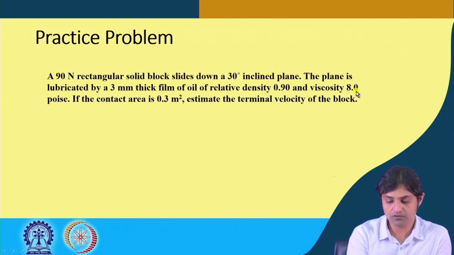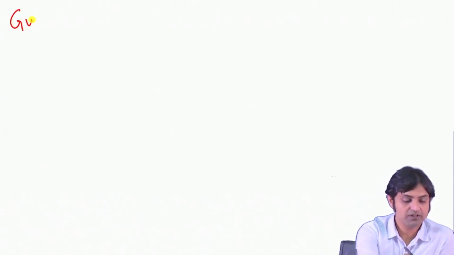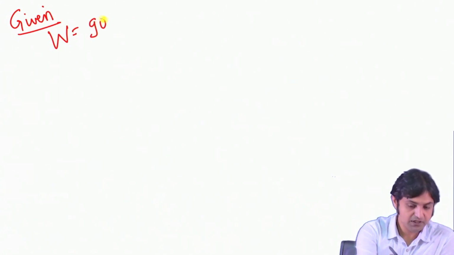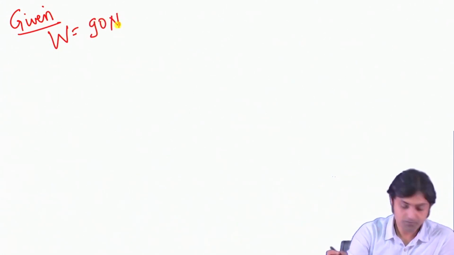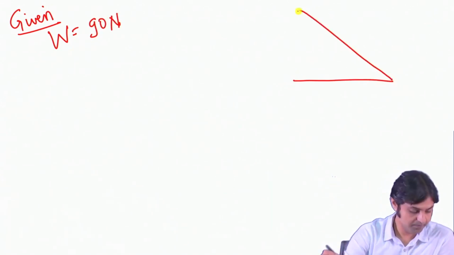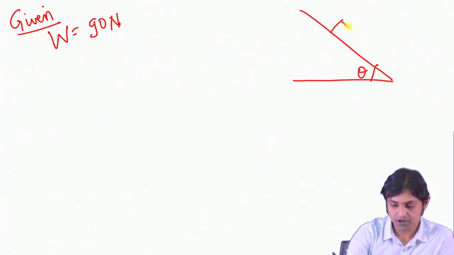And now let's actually start how to solve this problem. So we are going to the white screen again. As last time, it's important to always write down what are the things that are given. So we are given that the weight of the block is 90 Newton. One of the other things that we can actually do is we can try to have a rough diagram. This is theta and this is the block.